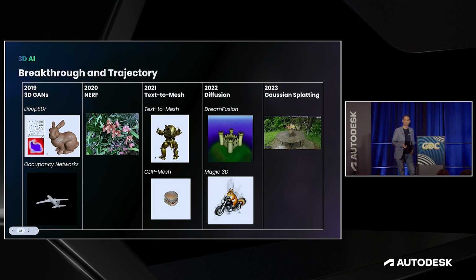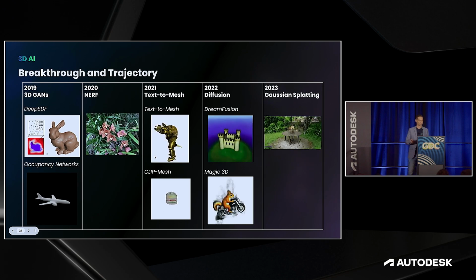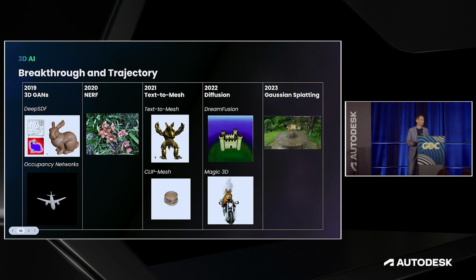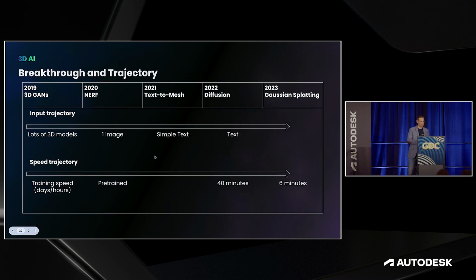So this is the whole flow. And you can see there's literally a breakthrough every year. We can look at the trajectory of improvement along two axes. One is the improvement in inputs, and the other is the improvement in speed. We started by having to have lots of 3D models as input. Then we went to maybe a few images or a single image, onto simple text, and then any text.